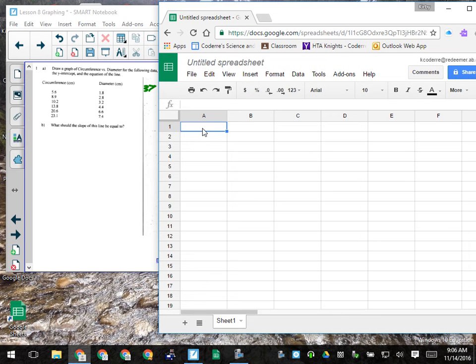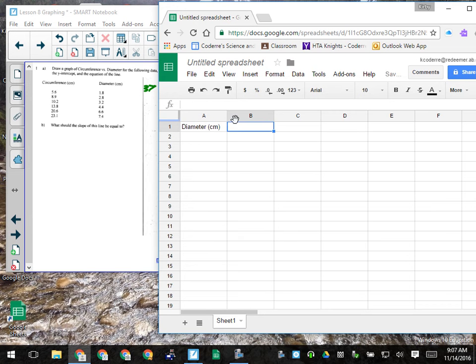And when I start building something in Google Sheets, what I want to do is label the columns of data that I'm making. Since diameter is going to be my manipulated variable, and I want it to end up on the x-axis, it needs to be listed first. So my first thing here is going to be diameter. And I'm going to put the units in there. It's in centimeters.